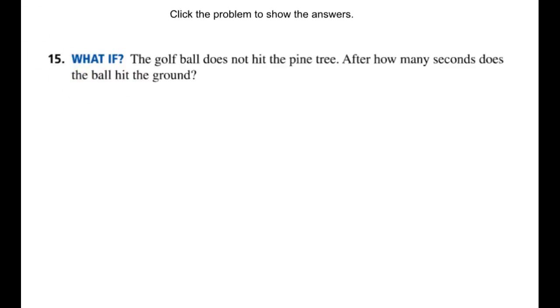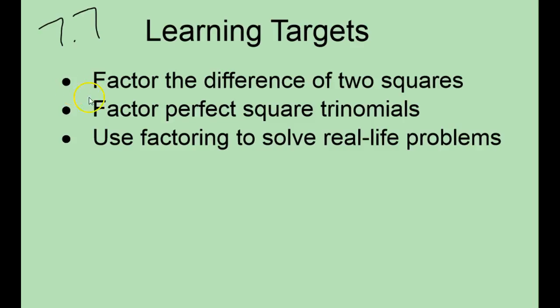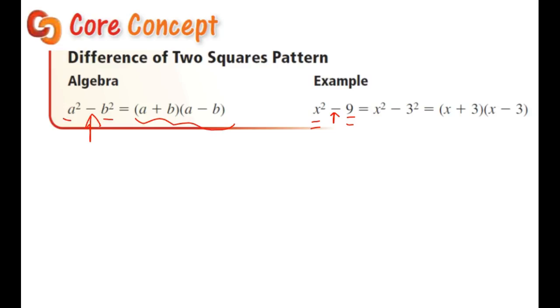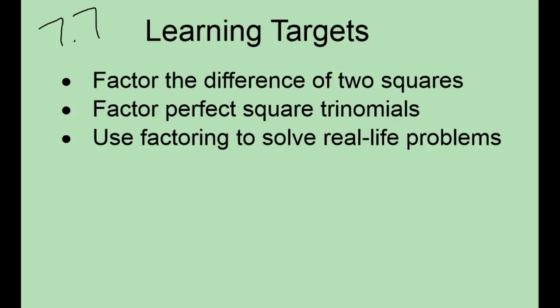So let's look back at our learning targets for the day. First one was factoring the difference of two squares, right? And we saw that pattern on this page. This is my difference of two squares pattern. The first thing we always have to realize is we're subtracting, and we know the square root of the first term and the square root of the second term. So once we have those things, we know we're looking at the difference of two squares.